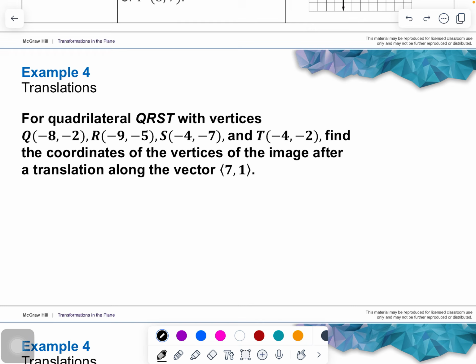So let's look at this example down here. And in your notes, I have copied all of it in there for you, including the actual answer. You don't have to write it out, nothing. It's just all there for you. So for quadrilateral QRST with all those vertices, find the coordinates of the vertices of the image after a translation along the vector 7, 1.